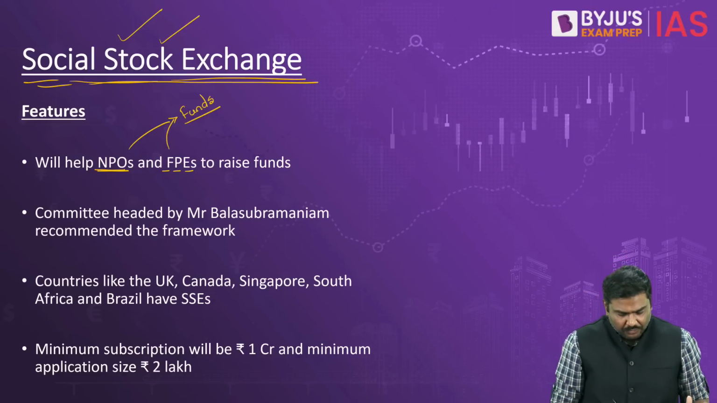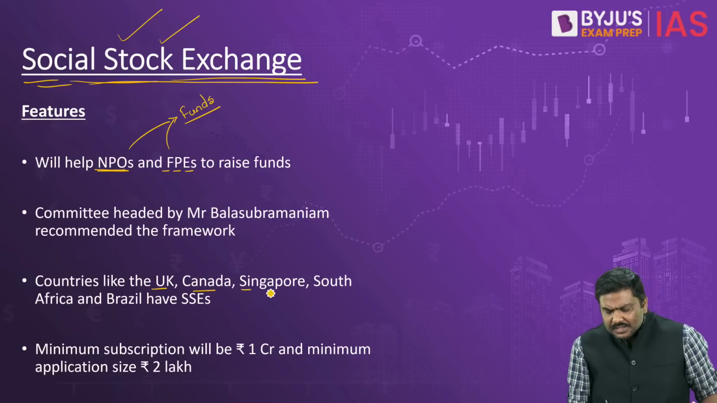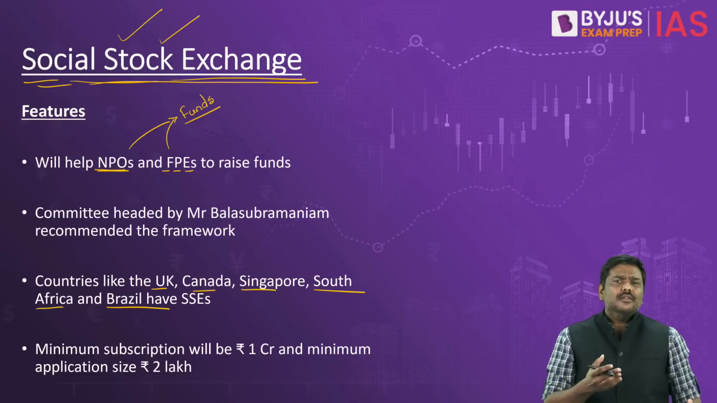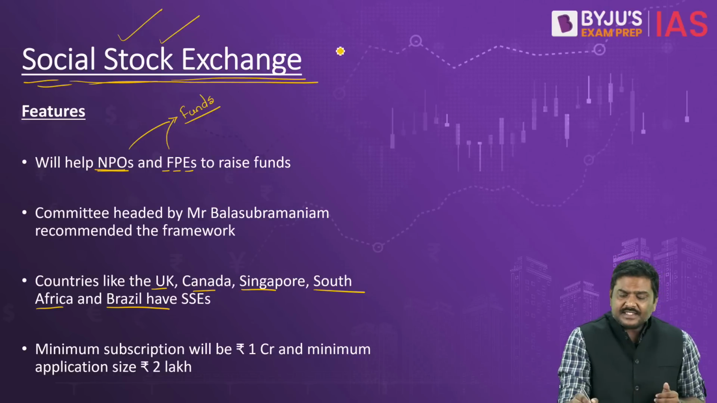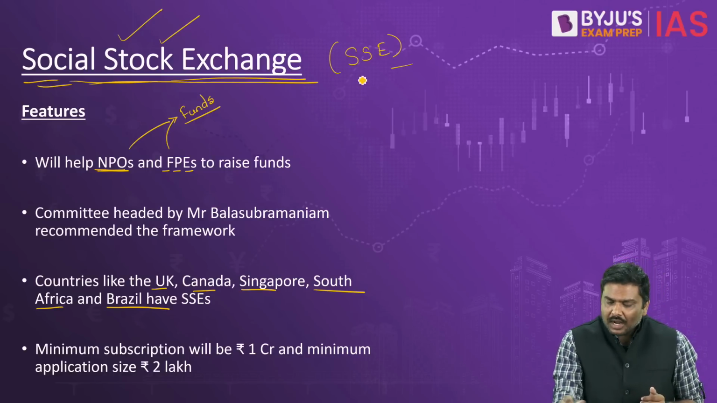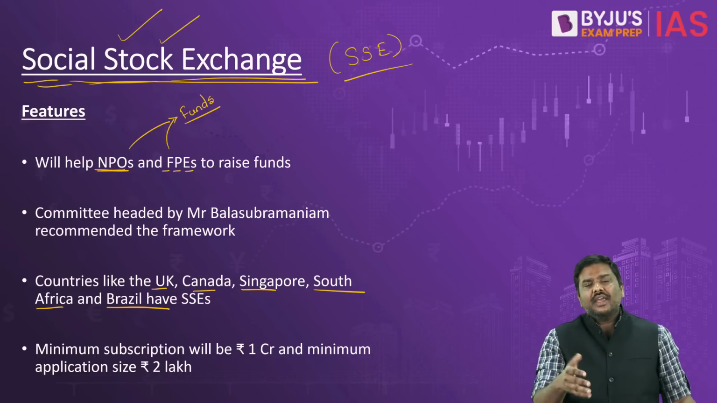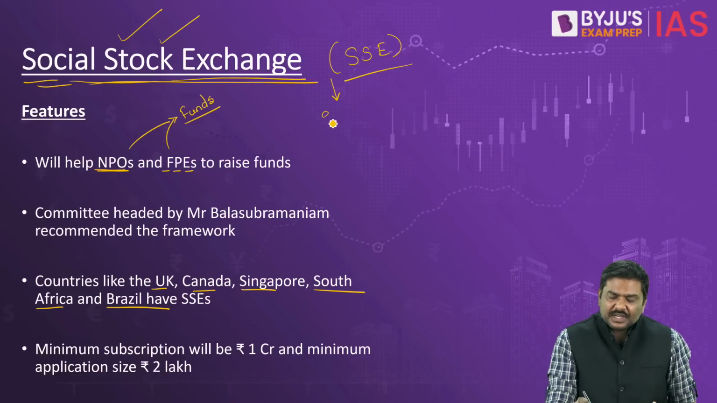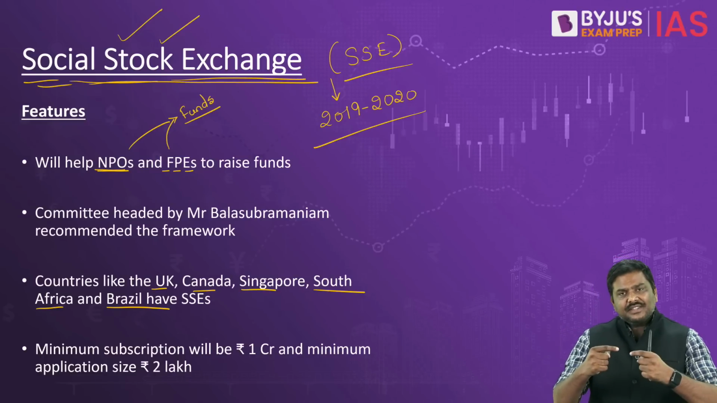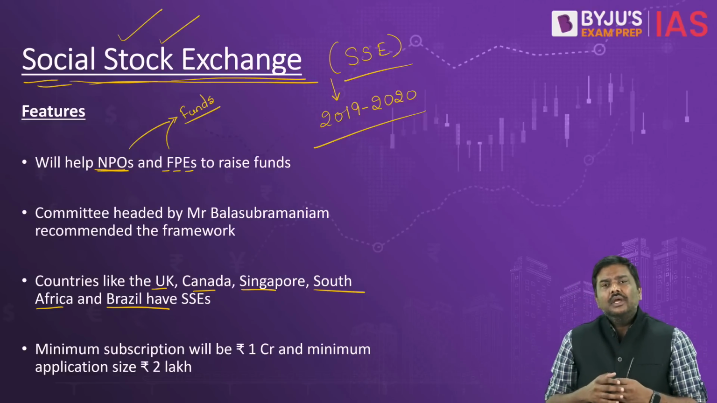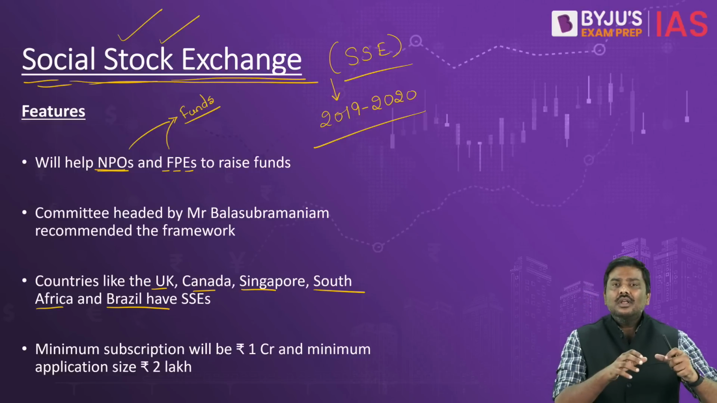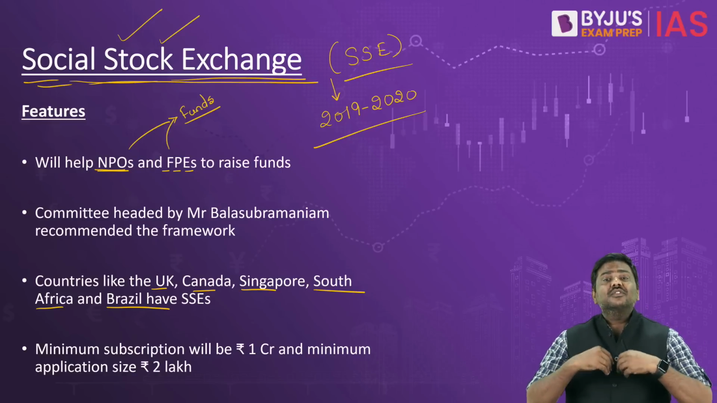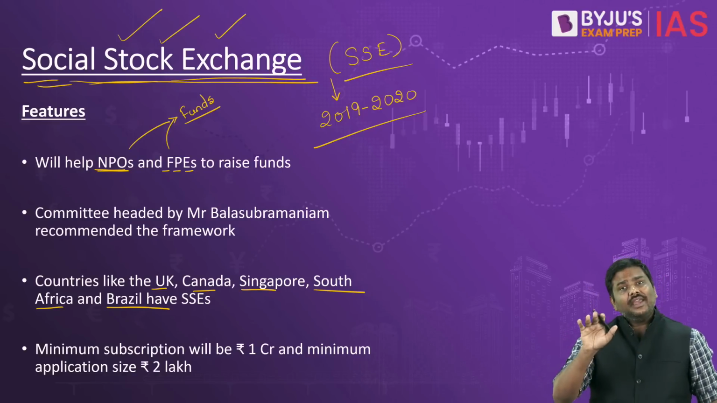Already many countries, for example, UK, Canada, Singapore, South Africa and Brazil already have this idea of a social stock exchange. But in case of India, the concept of SSE, I'll start using the short form, understand, the concept of social stock exchange for the first time was announced by the finance minister in the budget for the year 2019-2020. Later, SEBI set up a technical group, working group, and based on the recommendations, last year finally came out with guidelines. And now, NSE as well as BSE have been given the final approval to establish social stock exchanges.